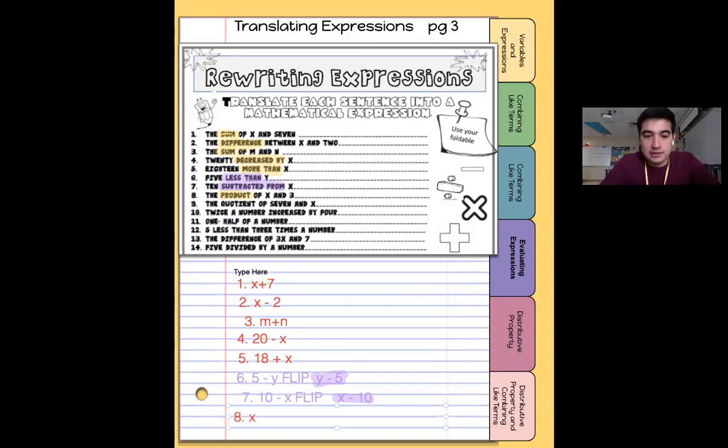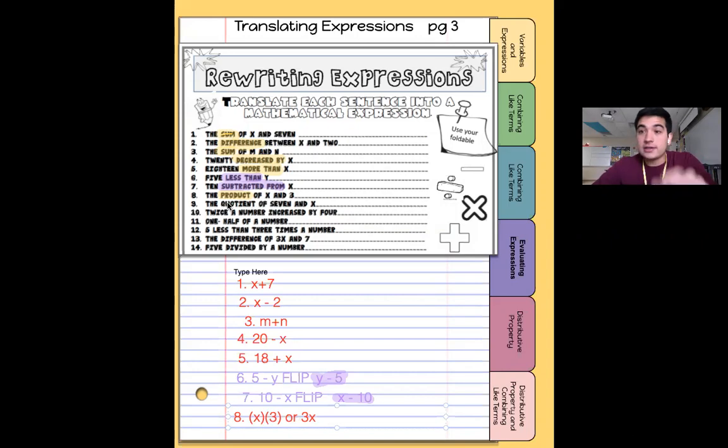So x times 3, right? Or let me put it in parentheses. That's what that means. Or we can write it as, this is how you're going to see it most often, 3x, right? 3 times x, or x times 3. So number 8, the product of x and 3 is just 3x. That's it.